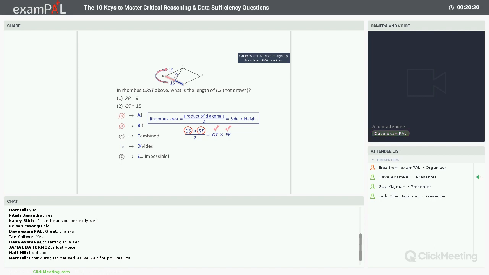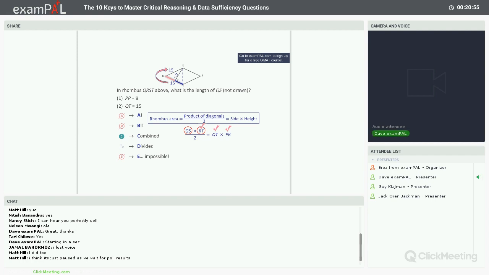Now if we draw RT, which we don't actually have to draw, we can see we have another right triangle where we know both sides, triangle PRT. And this time we can figure out RT. RT is what we needed to solve this question, right? If we have RT, that means we have all the variables aside from QS, which means we can find QS, which means C is our answer.